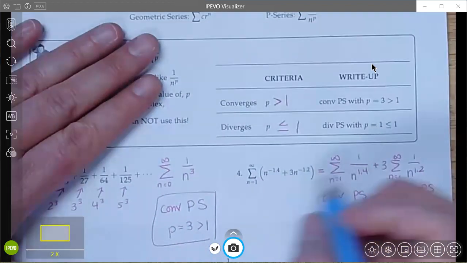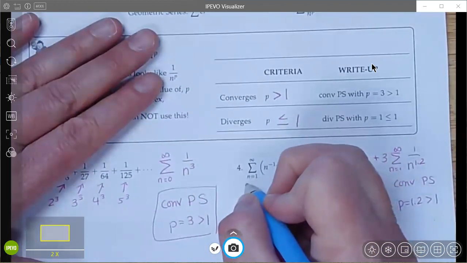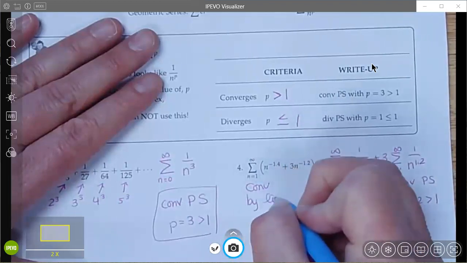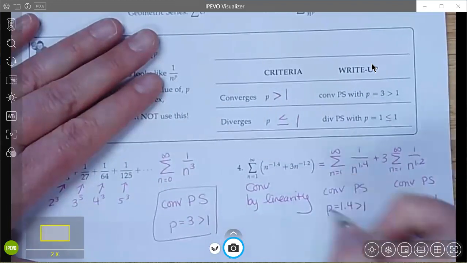Got that written down, and then I'm going to come back over here and I'm going to say that this converges by linearity. And there you go.